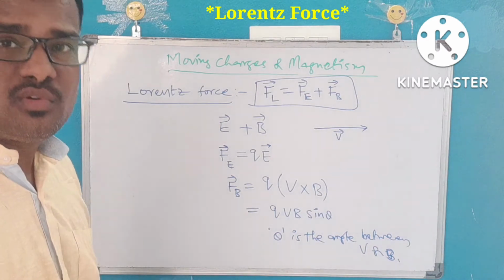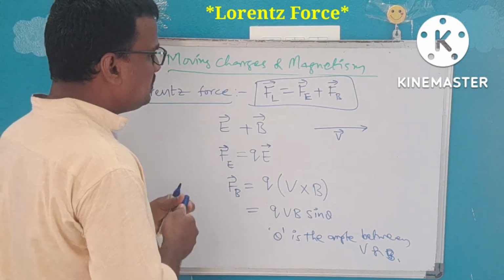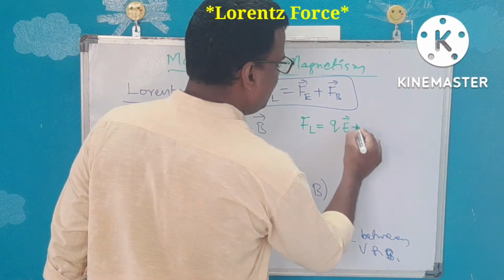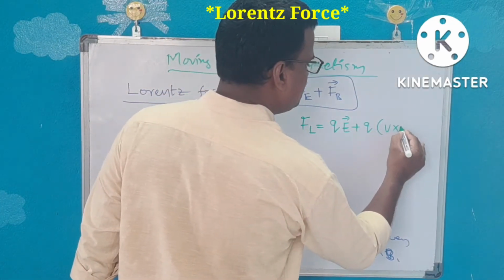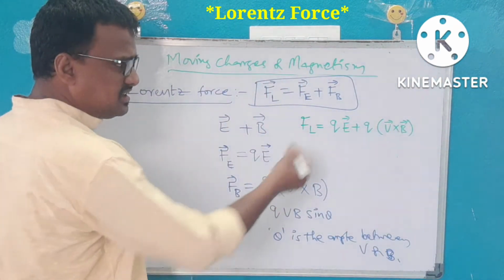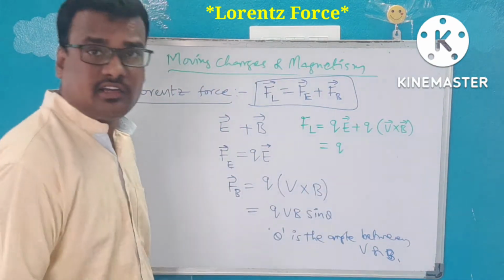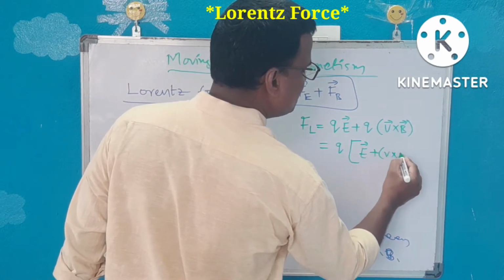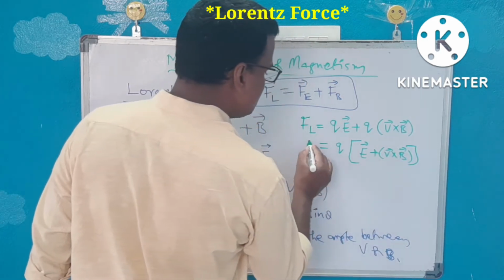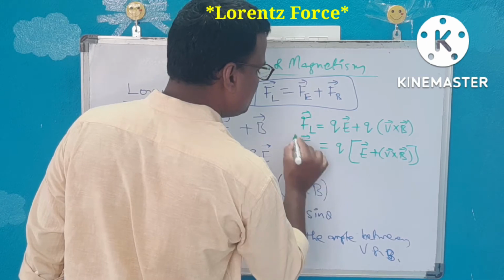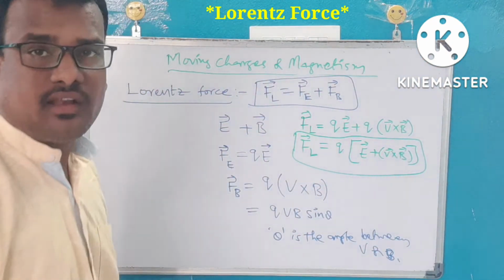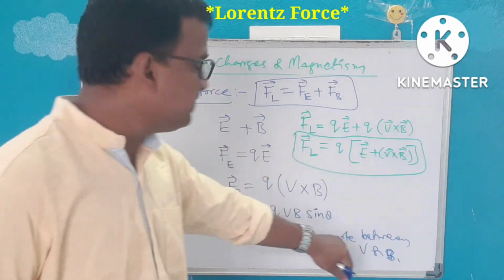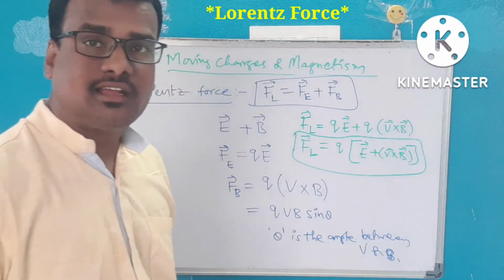So what is the Lorentz force equation? The Lorentz force F_L equals QE plus Q V cross B. We can take Q as common, so we get Q into E plus V cross B. This is called the Lorentz force: F_L equals Q into E plus V cross B. If we remove the cross product, we can write the sin theta term, where theta is the angle between V and B.